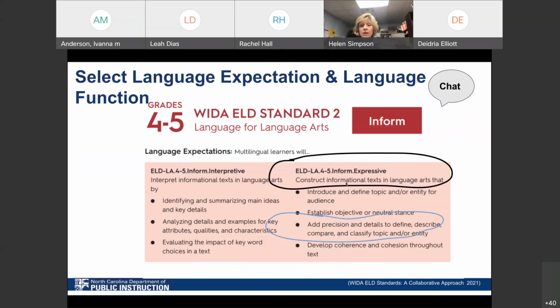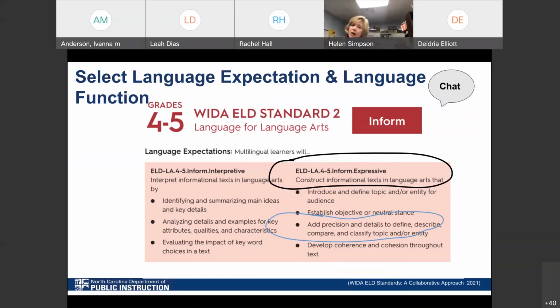Any number of these language functions are just fine. That's where I want to begin with my students. So let me ask you this question. I want you to reflect on my model unit here on electricity. And so our students are writing an infographic.